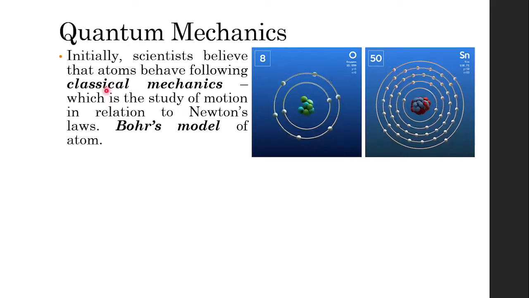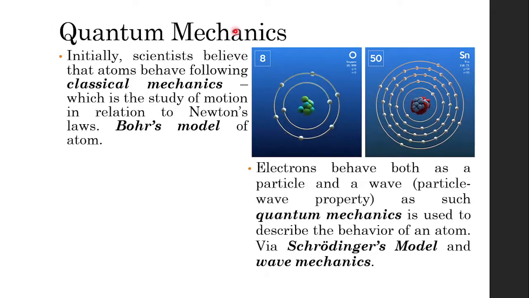And since we cannot use classical mechanics to identify the position of the electrons, and Bohr's model is actually a very poor representation of what an electron looks like, there's a need for another way for us to visualize the behavior of the electron around the nucleus. And what we use is what we call quantum mechanics.